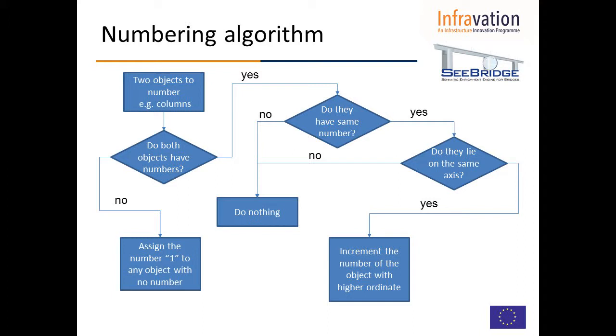This is a simple representation of how the numbering algorithm works. In the beginning, the algorithm gives 1 to each column as a number. When it picks up 2 columns, it checks if they are on the same axis and if they have the same number. If the answer to both questions is positive, we increase the number of the column with the higher ordinate. The number is composed of 2 parts, the axis number and the number inside the axis. If we need to number objects that are not lying on an axis, like a transverse beam, we do the same algorithm in 2 directions.